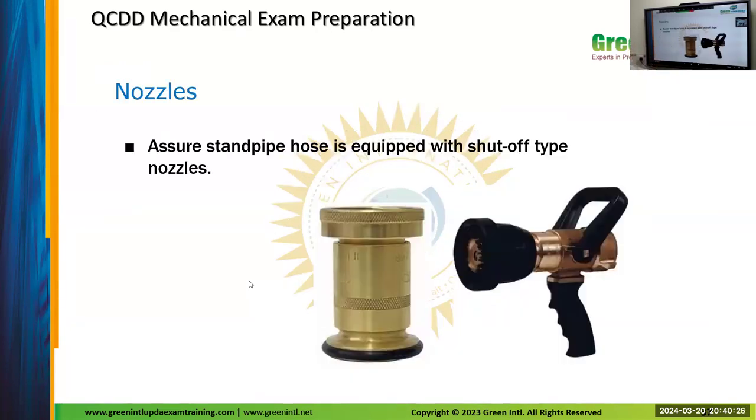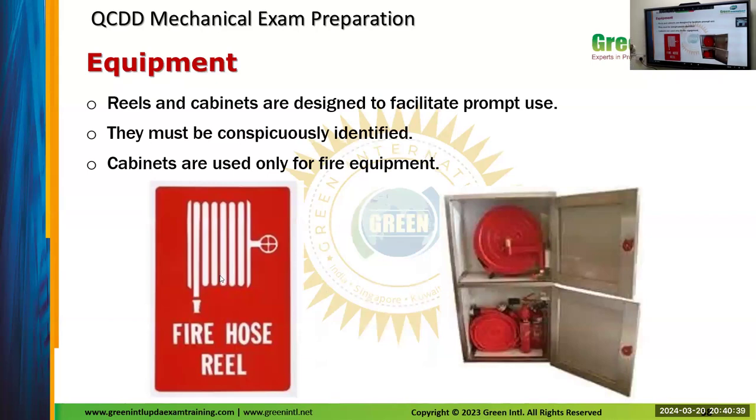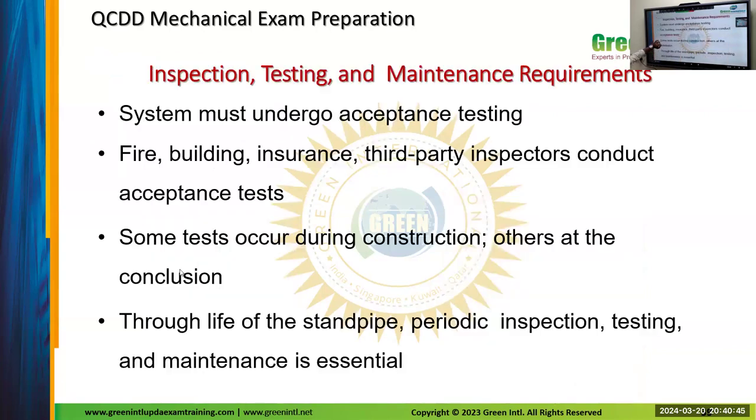These are types of nozzles, equipped with shut-off type nozzles. That means only if we press, the water will come. If you release it, it will automatically shut off. Hose reels and hose cabinets, you know about this. I'm not dwelling much on this.